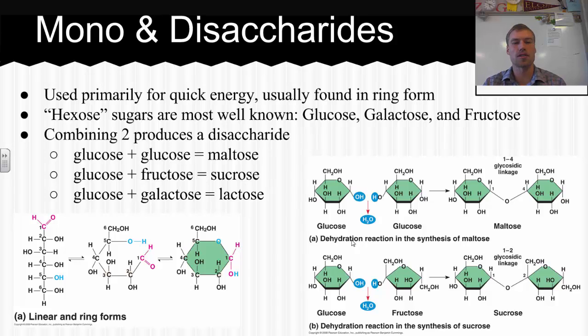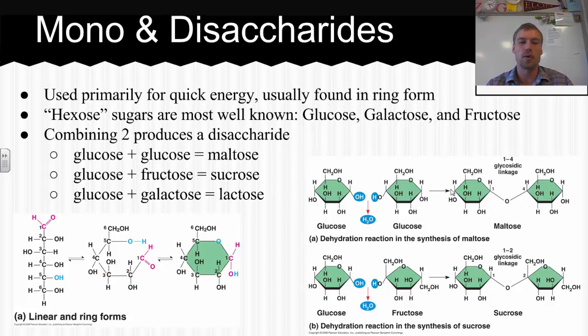Monosaccharides and disaccharides are single sugars. These are your monomers or dimers, as these are called because there are two of them. And they tend to be used for quick energy, and they're usually found in a ring form. They're certainly originally created in a linear form, but they are put into a ring form pretty quick after that, and that's where they spend the majority of their time.